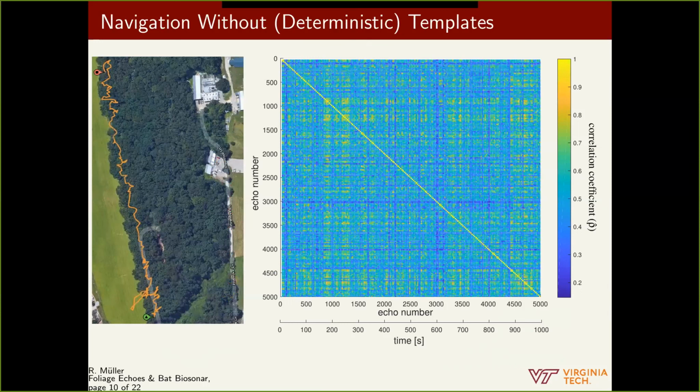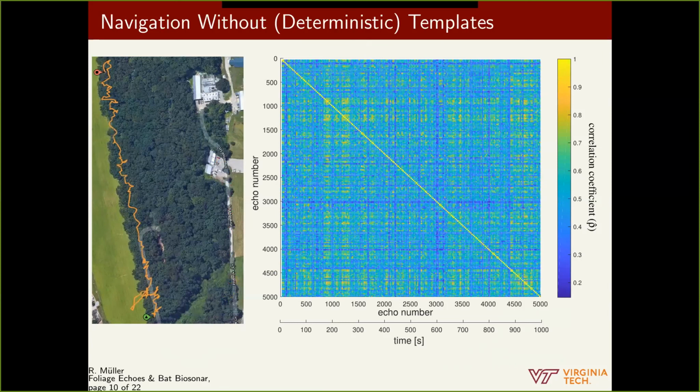On the left-hand side, you see an aerial view of a small wooded area on the Virginia Tech campus. And the orange line is where my students walked along, and so that's the track where they collected the echoes. And then on the right-hand side, you see a correlation matrix, right? Where you see that along this track, they collected 5,000 echoes, so the echo number is on the x-axis, and again on the y-axis. And so in each cell of that matrix, we are asking how well is that echo correlated? The highest value is this yellow, so that would be a correlation of one. You get that along the diagonal, of course, because you're comparing the echo to itself.